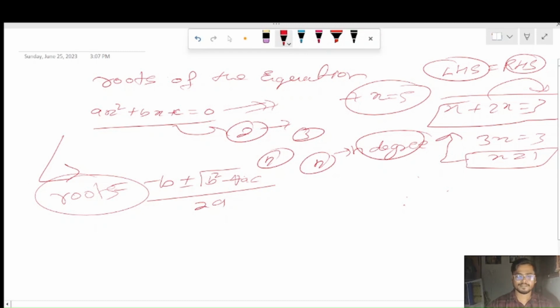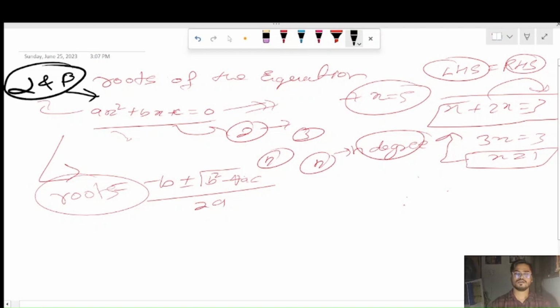Now let's suppose this equation has two roots, one is alpha and the second one is beta. These are the roots of the equation, which means alpha and beta will satisfy the equation.